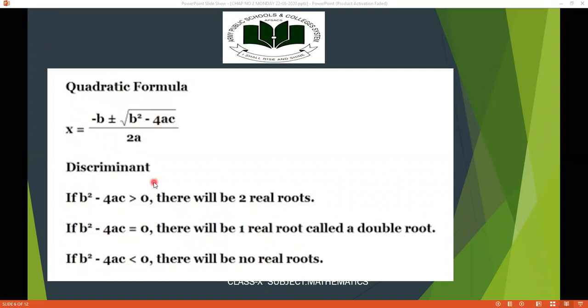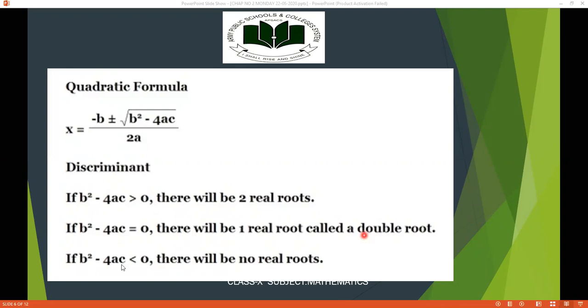So if b square minus 4ac is greater than 0, there will be two real roots. Like if you are finding the nature and the answer is coming greater than 0, which is positive, there will be two real roots. And if b square minus 4ac is equal to 0, there will be one real root called a double root. Like if the answer is coming equal to 0, then there will be one real root.